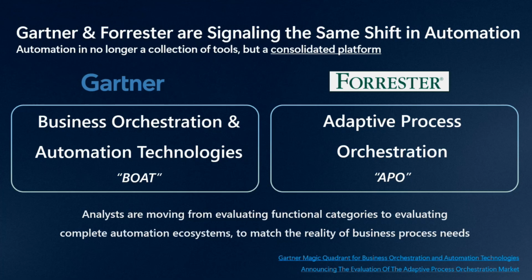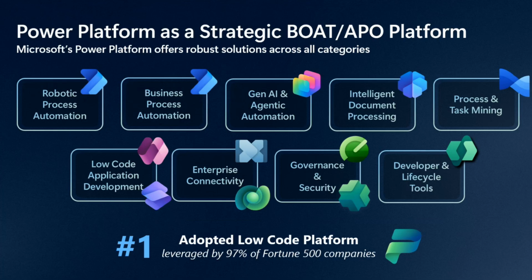Back to what Gartner and Forrester said, they both come up with their own terms for this. Gartner's calling it business orchestration and automation technologies, or BOAT. Forrester is calling this adaptive process orchestration. All in all, analysts are moving away from looking at these categories individually and looking for a consolidated platform, because in order to solve a business problem, you don't need a hammer or a wrench. You need a tool belt that's got everything that could potentially address those problems. Power Platform has been positioned to be one of these platforms that's going to help you solve all of your problems, no matter what those problems look like.